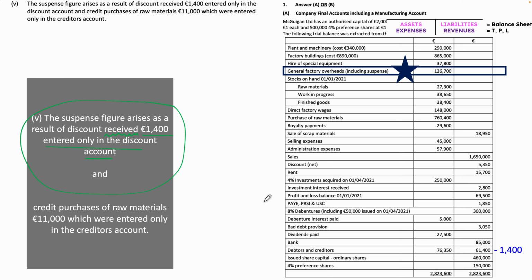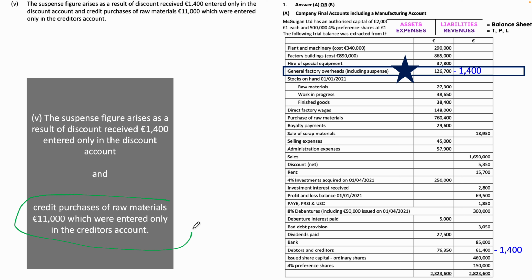Now that would show that our two sides do not equal. So what we would need to do to get the two sides to equal is minus 1,400. So this item here is on the debit side, this on the credit side. So if we minus 1,400 from the credit side, we have to minus 1,400 from the debit side as well. And then our two sides will equal. So that is the first mistake fixed.